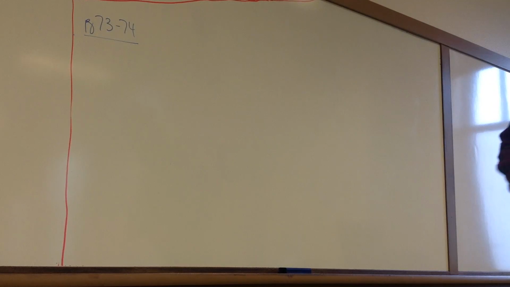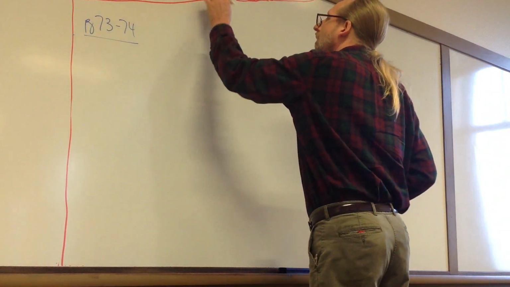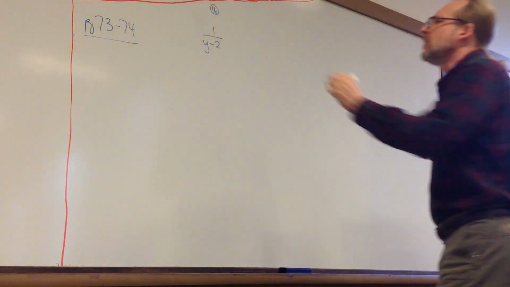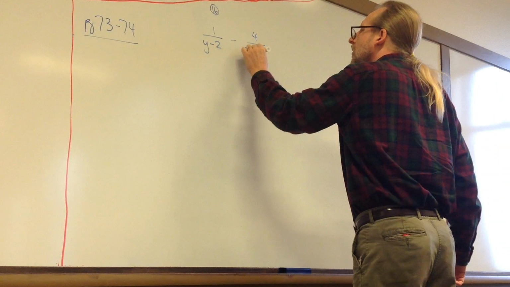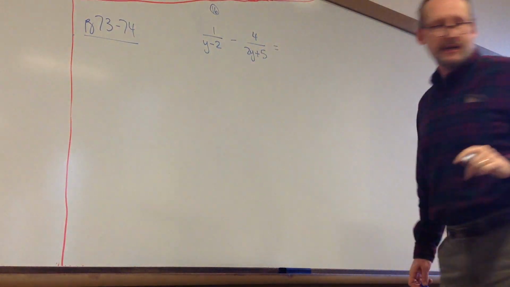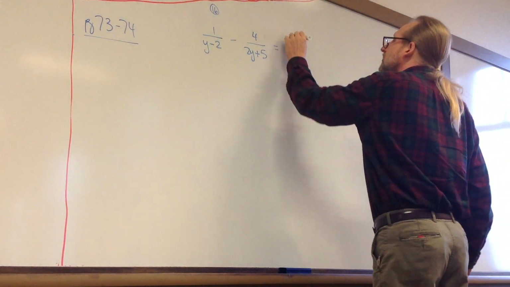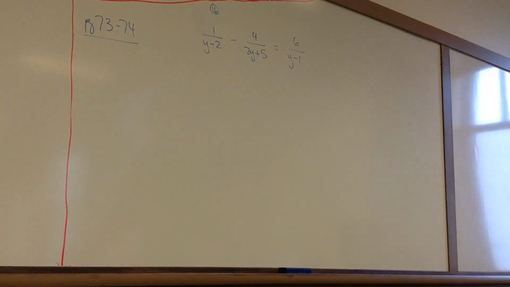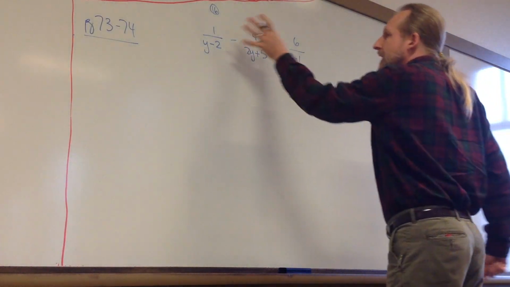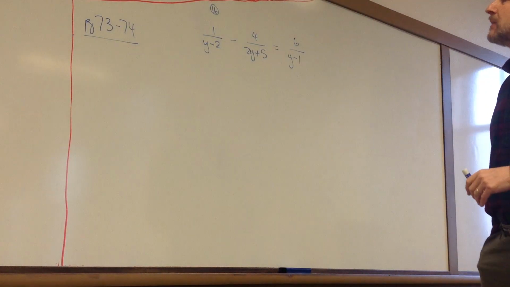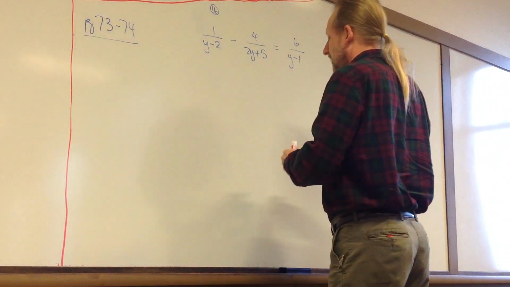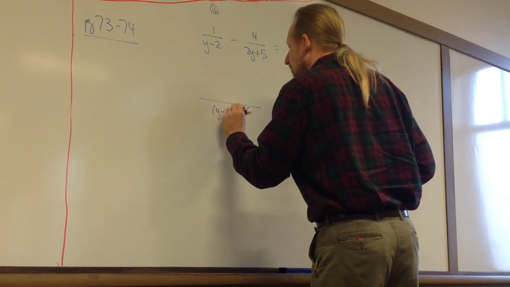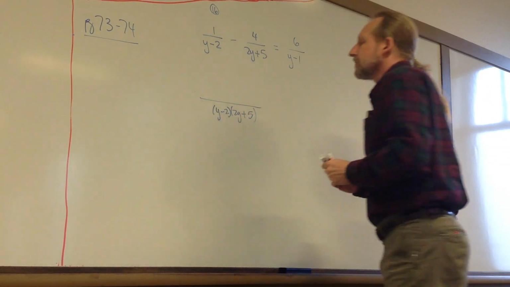Problem 16, we start out 1 over y minus 2 minus 4 over 2y plus 5 equals 6 over y minus 1. So, similar scenario, just a single fraction over here. Here we have two fractions, so we need to make a common denominator for them. And that common denominator is going to be y minus 2 times 2y plus 5.